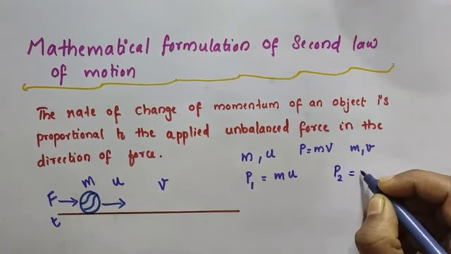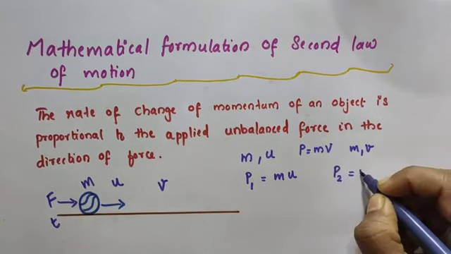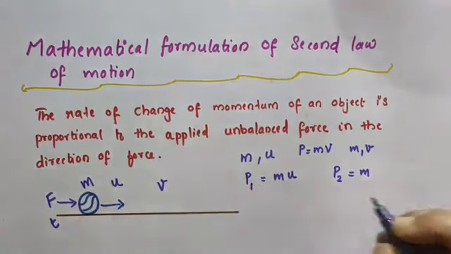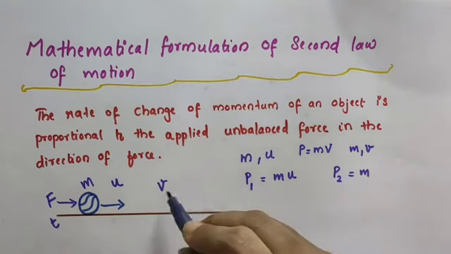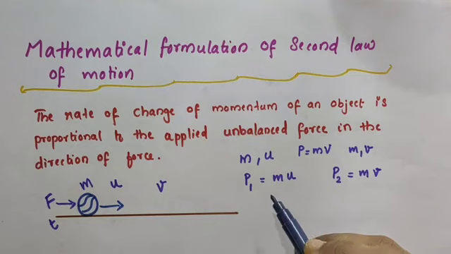We can write p2 as the product of mass and velocity. So p2 is equal to the mass of the object m, there is no change in mass, into the final velocity v. So we got the initial momentum p1 and the final momentum p2.